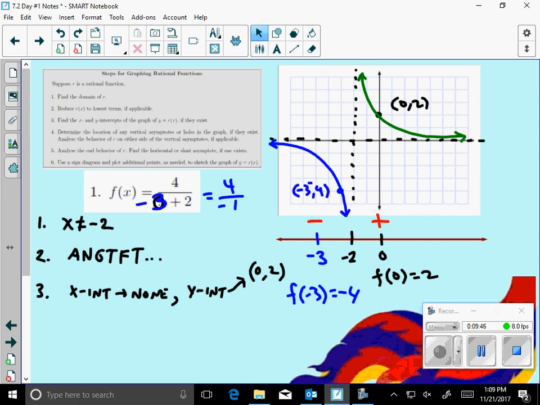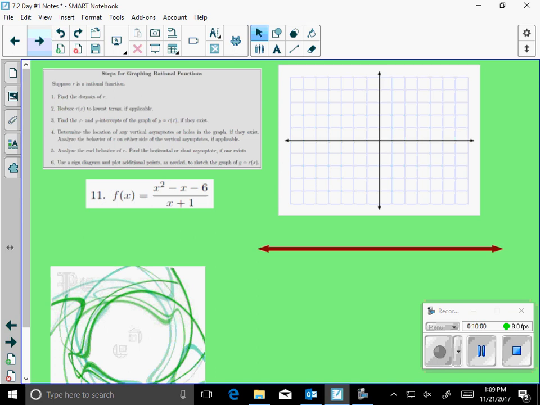Cool. Typically, rationals will alternate the side of the horizontal asymptote, but not always. Okay, typically they will, but not always. All right, let's continue on to another example, and then I want to talk about slant asymptotes. Hello, slant asymptote.